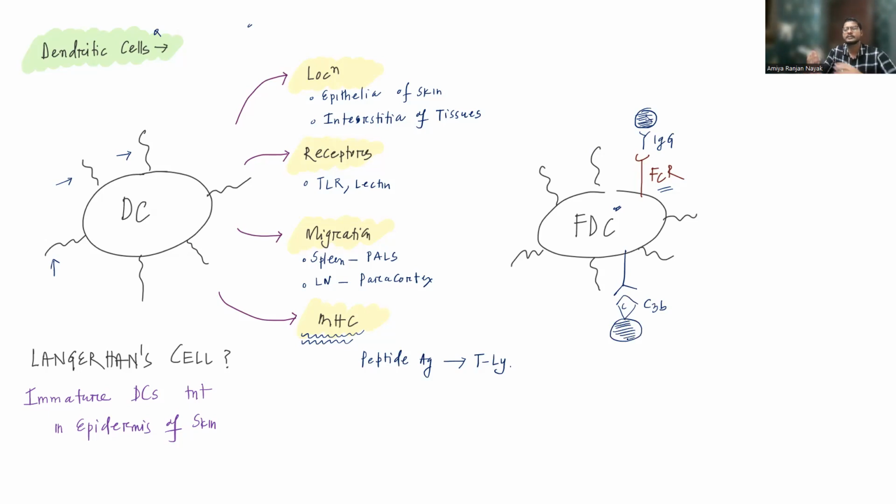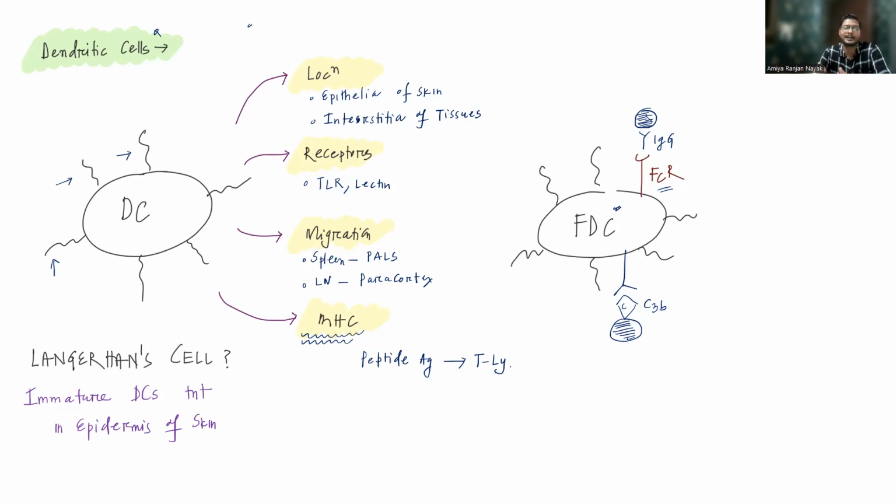Okay, so because they have this Fc receptor for IgG molecule, they can identify those antigens which are opsonized by IgG. They will also have receptor for C3b, through which it can identify those antigens which are opsonized by C3b. And these antigens can be presented to the B cells, especially in the lymph nodes. Okay, so these are presented to the B lymphocytes and it can activate the B lymphocyte.